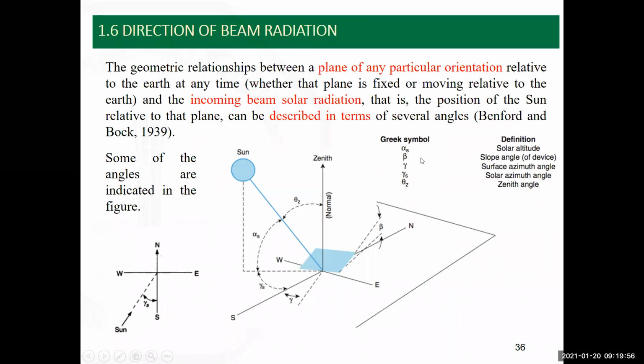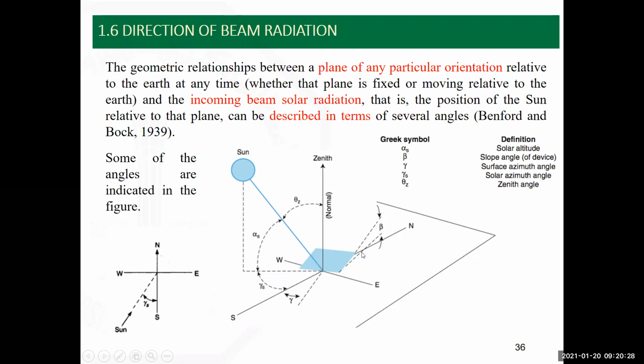So the angles that we see in front of us here are being defined in this small legend key. Solar altitude is alpha S, the angle that the solar ray makes with the horizontal. Solar zenith angle is theta z, which is the angle between the ray coming from the sun and the zenith, or the vertical line. Then we have the solar azimuth. This is the ray of the sun, how much it is directed from the south.